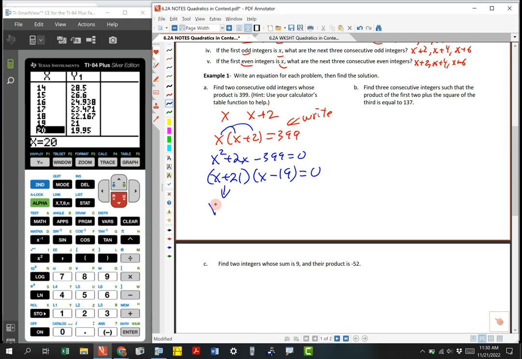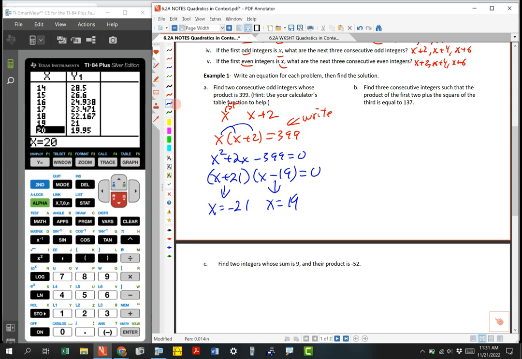So the answer that comes from this factor is negative 21. And the answer that comes from this factor is 19. Those are not the answers to the problem. Those are answers for x. And remember what x is. X is the first one.